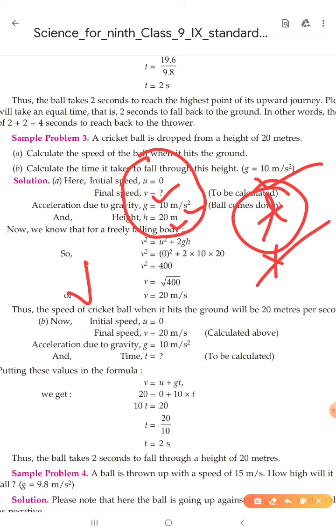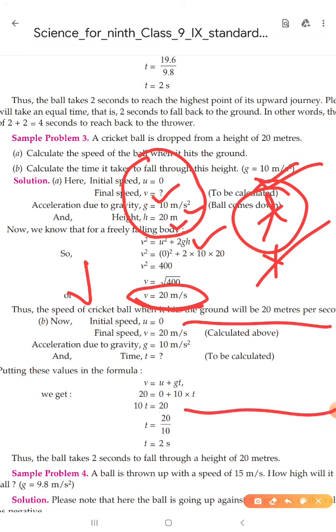So we have only one option in this question. We will use the third equation, which is v square equal to u square plus 2gh. We have all the values. We put in all the values and get our answer, v equal to 20 meter per second. No problem in that. But this is also very important: the value of g is 10. Is it taken as negative or positive? This is also a very important point.